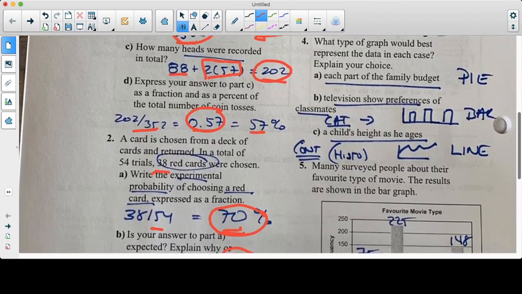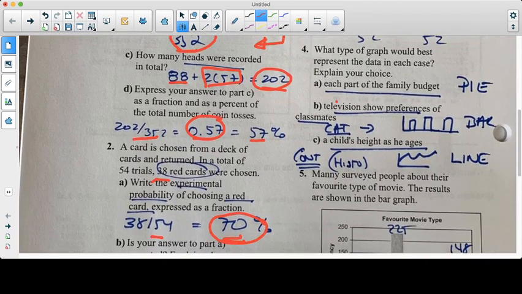Family budget. We looked at this sort of stuff. Now, what kind of graph is the best graph? For a family budget, you're probably going to use a circle graph or a pie chart. I think it's the best way to show it. Not necessarily. You could use another one, but I couldn't think of one, actually, to tell you the truth.